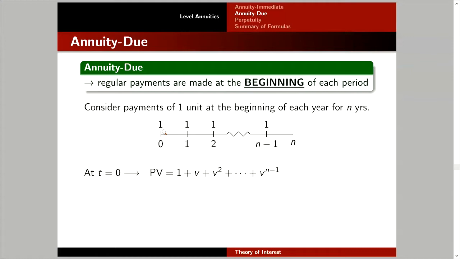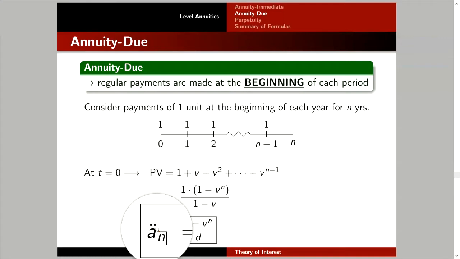And again, this one is a geometric series. So we use the geometric series formula. That's why we have this one. So this is the first term times 1 minus r raised to the number of terms, all over 1 minus r. We can still simplify this, and it becomes 1 minus v to the n all over d. Right? 1 minus v, from the relationships among different measures of interest, is equal to d. And we have a new actuarial symbol here, which is a double dot angle n.